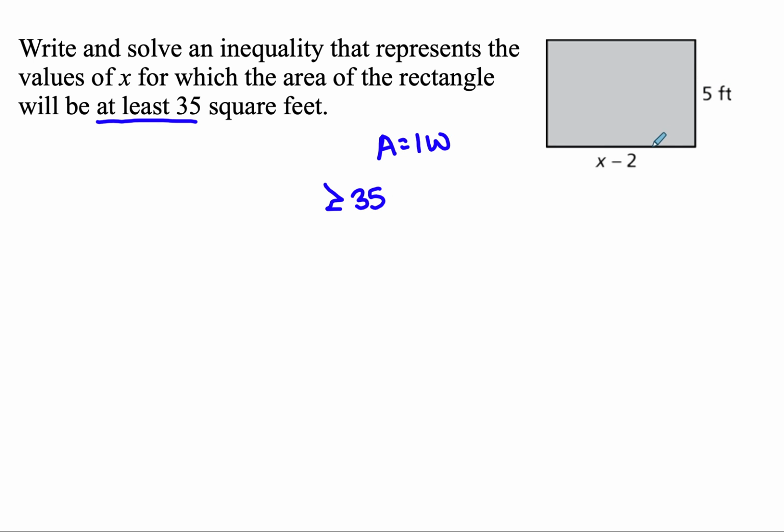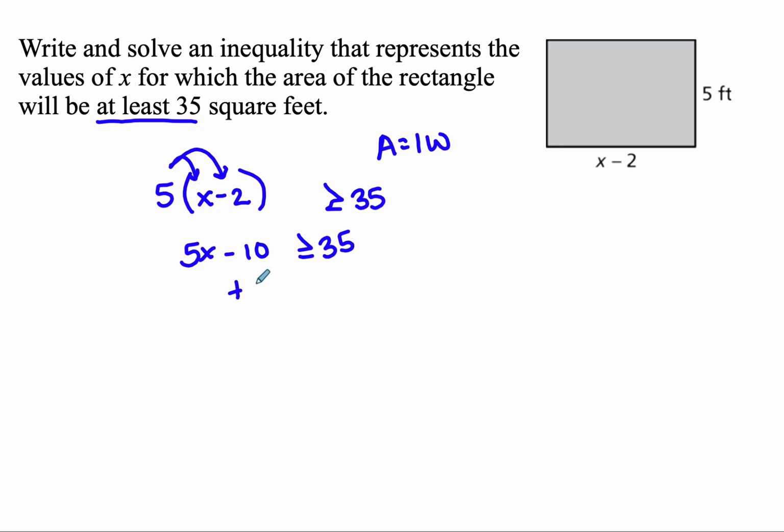My length is 5. My width is x minus 2. So I'm going to have length 5 times width x minus 2 is greater than or equal to 35. Now that I have it set up, we're ready to solve. So let's go ahead and solve it. We're going to start by distributing that 5. 5 times x is 5x. 5 times negative 2 is negative 10. Greater than or equal to 35.